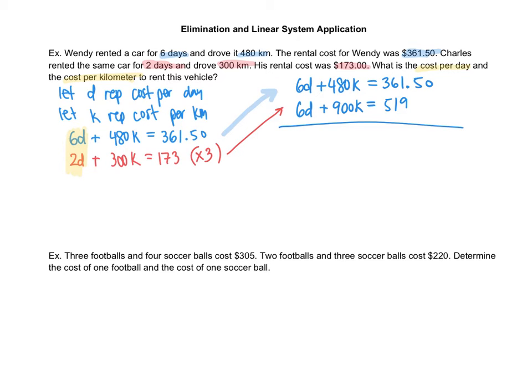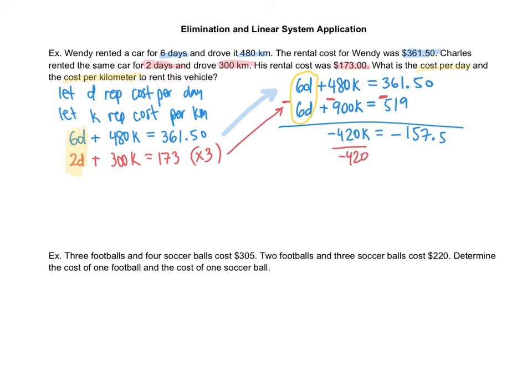Now we have to ask ourselves, should we add or subtract to eliminate the D's? Since they're both positive, subtraction will win. And we're going to subtract everything, so you can put that subtraction sign between every single variable and constant. So 6D minus 6D is 0. We don't write that. 480 subtract 900 is negative 420K. And then 361.5 subtract 519 is negative 157.5.